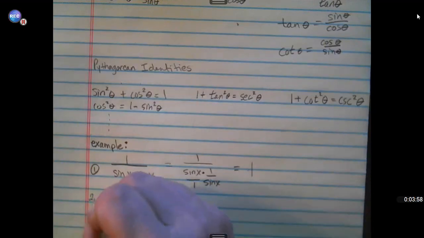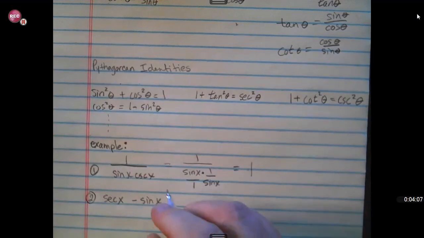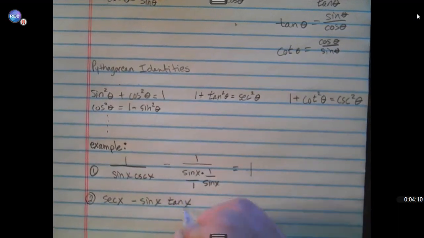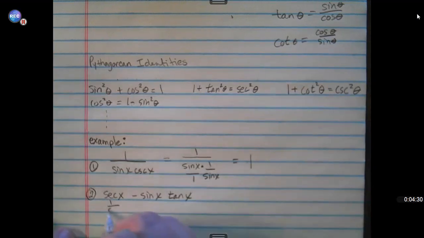Here's another example. Secant x minus sine x tangent x. And when we're simplifying these, one of the rules of thumb is to change everything to sine and cosine and see what happens. And so we do that here, and we get 1 over cosine x minus sine x over 1 times sine x over cosine x.